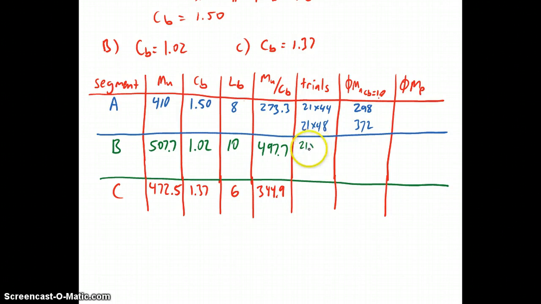I get a 21 by 68, 528 phi Mn, 24 by 68, 588 phi Mn. And then in segment C, we have 21 by 48 and an 18 by 55. Those phi Mn's are 394 and 419.